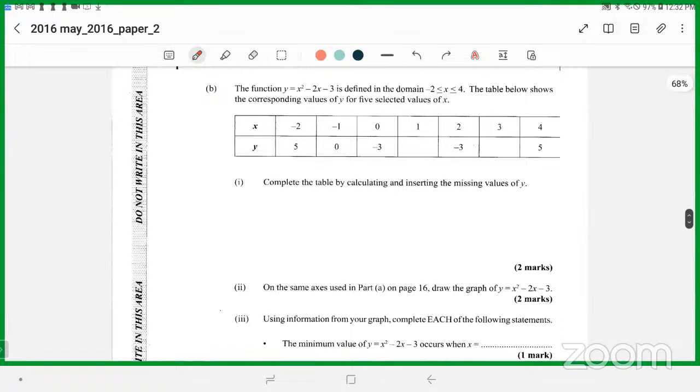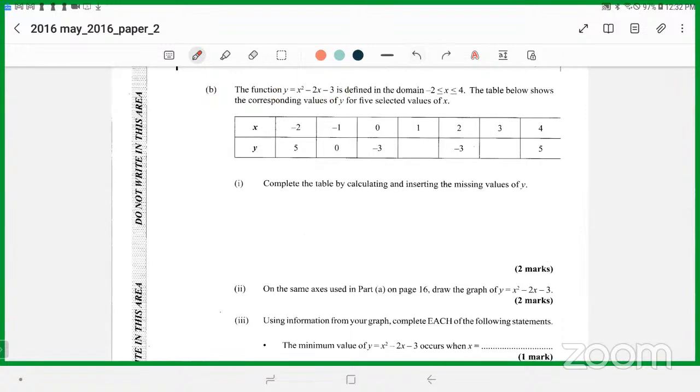It says the function, that's a quadratic function, on domain -2 to 4, means that that is the range of the x values from -2 to 4. The table below shows corresponding values of x and y. So 5 selected values of x, right? So these are 5 values. Remember, because of this range, you have even values like, for example, 0.5, 0.4. You have all values in this range, but they have just selected these 5 integer values to use. But remember the fraction values also work because you have the full range.